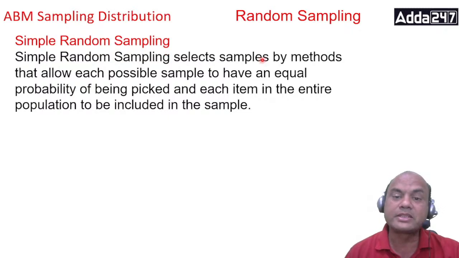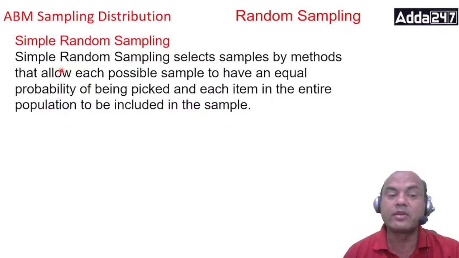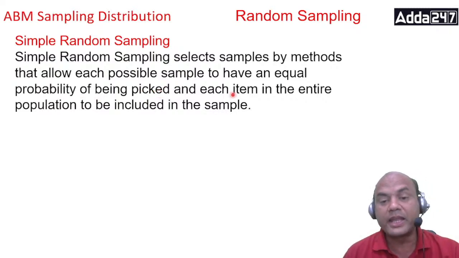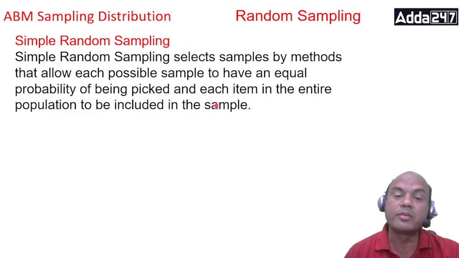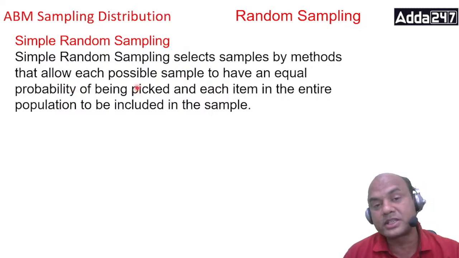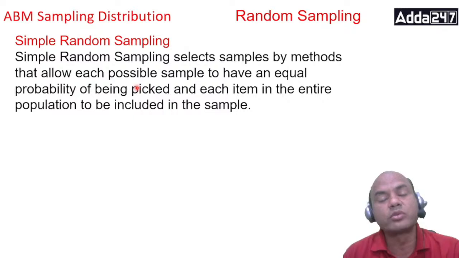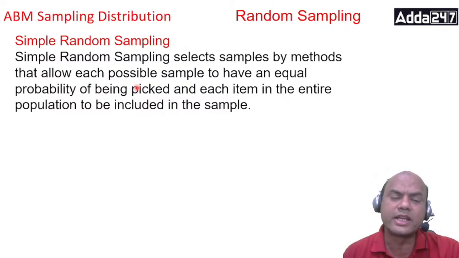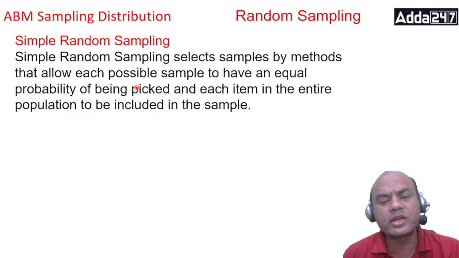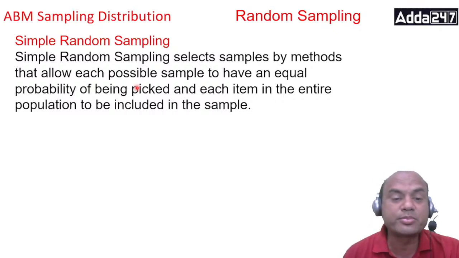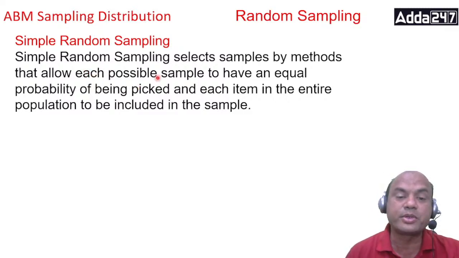Simple random sampling selects the samples by methods that allow each possible sample to have an equal probability of being picked and each item in the entire population to be included. Means what? Each possible sample has an equal probability. Just now I told you, any 10 students from the class of 100 students. Any 10, so everyone has got a chance. That's what is meant by simple random sampling. Each possible sample will have equal chance. Very important part over here.